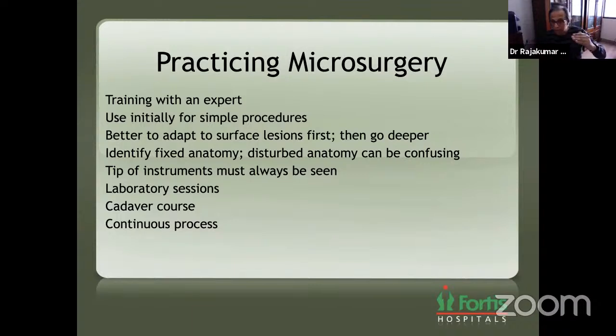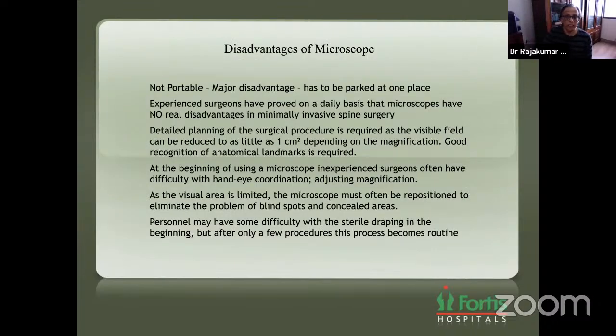To get better all the time, you have laboratory sessions, cadaver courses. It's a continuous process, as I repeatedly tell you. Learn, learn, and learn. So there are some disadvantages of the microscope. Generally, it is a very physical thing. It's big equipment. It can be parked in one OT. It can't be moved from place to place. If you start moving it from one OT to another OT, the microscope will get spoiled very fast. We have four microscopes in our theater, and all the microscopes tend to stay in that theater unless there's an exigency.